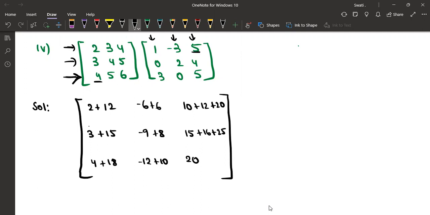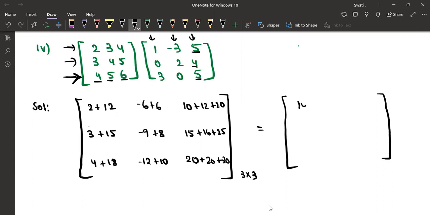We need to multiply it, okay? And then plus sign. Then 5 times 4 is 20 again. And then plus 6 times 5, that is 30. You can see that it is a 3 by 3 matrix. Now you simply need to add this and we are done.